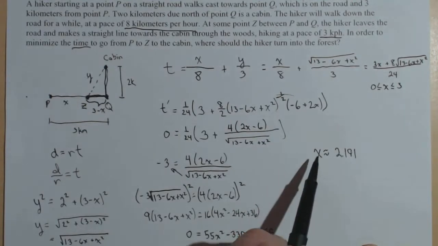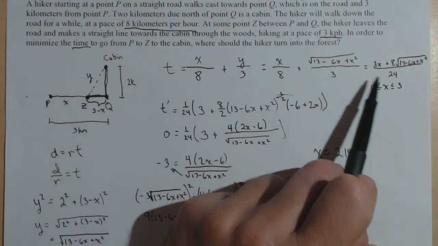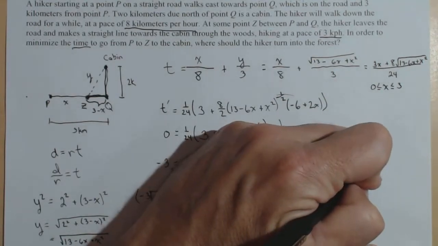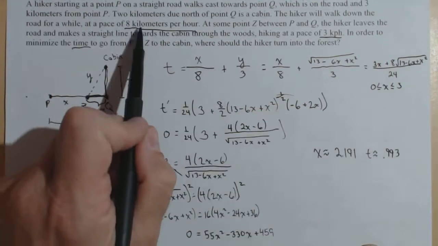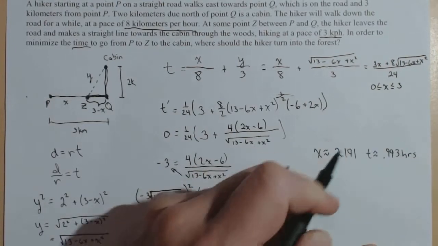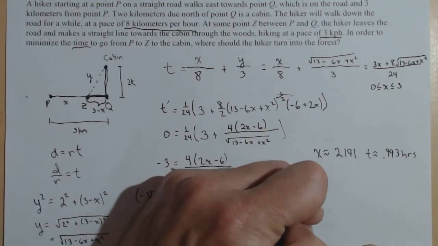Okay, now if I plug that into my original function right here, actually we probably plug it in here, I get that t is about 0.993, and the units, because our rates are in kilometers per hour, 0.993 hours.